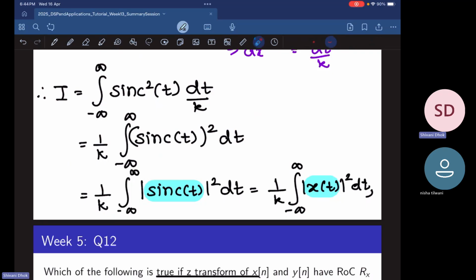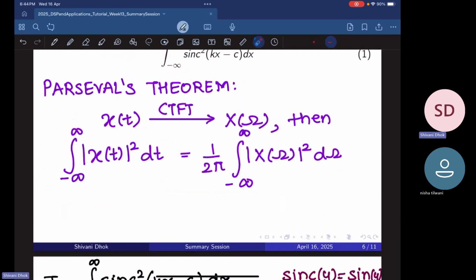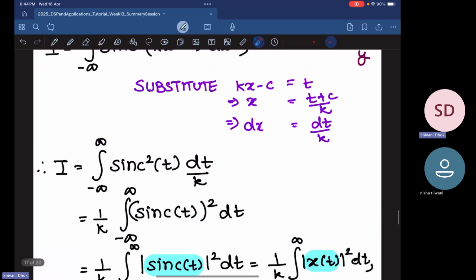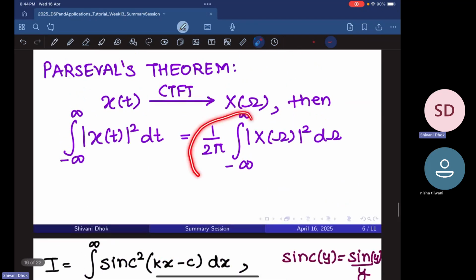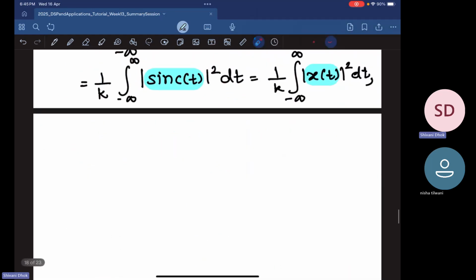Okay, if it is clear till this point, then you compare this equation here and this equation here. So these are exactly the same expressions. This integral, if you compare it with this integral here, is exactly the same. So now using Parseval's theorem, I can replace this by this part.